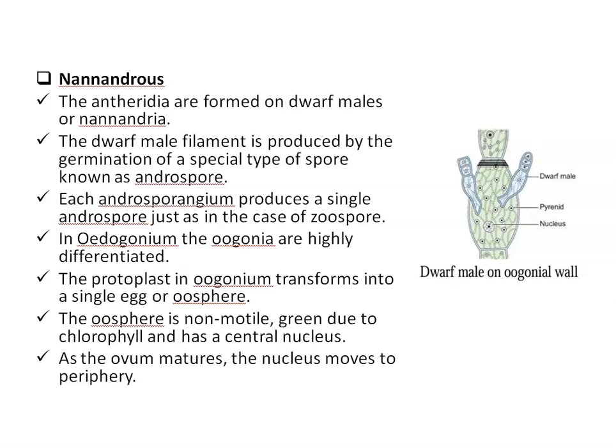The protoplasm in oogonium transforms into a single egg or oosphere. This oosphere is non-motile, green due to chlorophyll, and has a central nucleus. As the ovum matures, the nucleus moves to the periphery and the oosphere retracts slightly from the oogonial wall and develops a hyaline or receptive spot just outside the nucleus. The receptive spot receives antherozoid for fertilization.